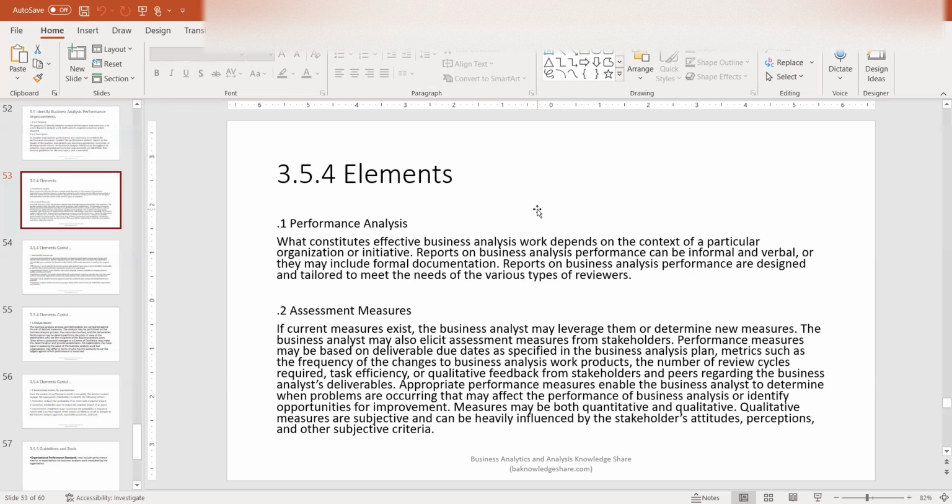Now, you may have seen this in the form of a peer review, and that's just one component of the performance reviews. So just something to keep in mind that you may have encountered this as part of your day-to-day business analysis tasks.